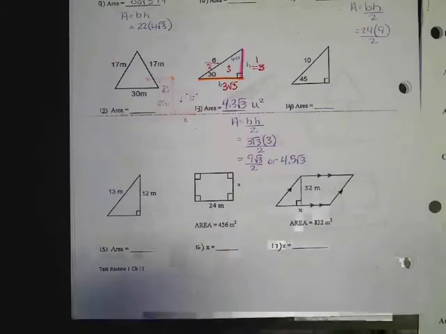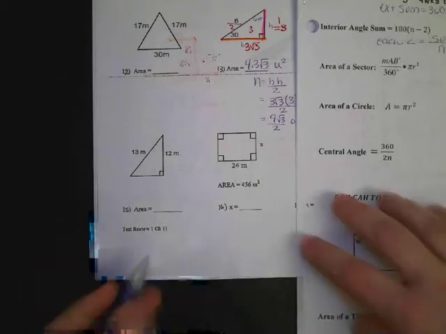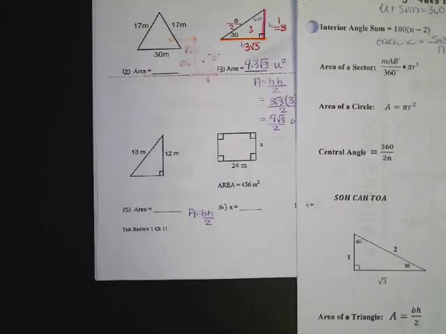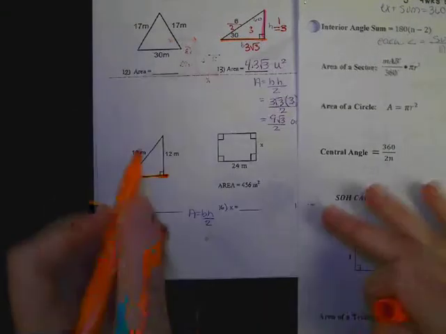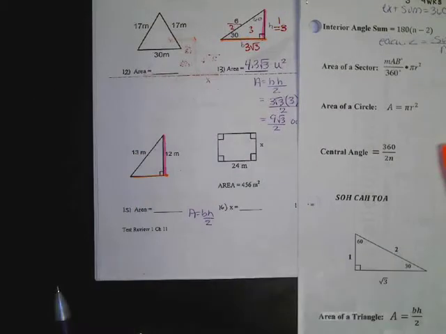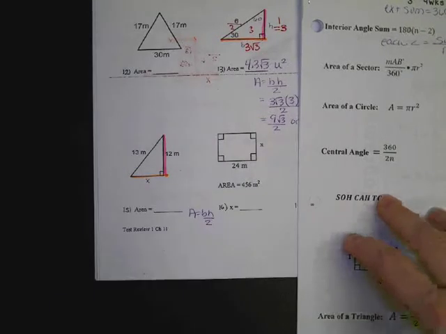Number 15 is another triangle. Area is what they want us to find, so we're still going to do area equals base times height divided by 2. Here in the picture, your base and your height still meet at a right angle. So here is my base. Here is my height. The height is 12. The base is not given. I need to find this missing piece right there.